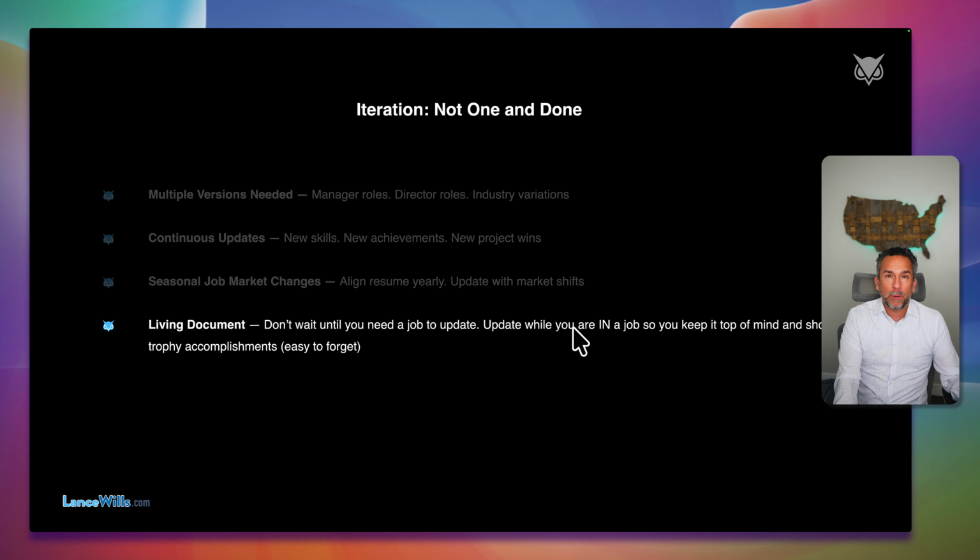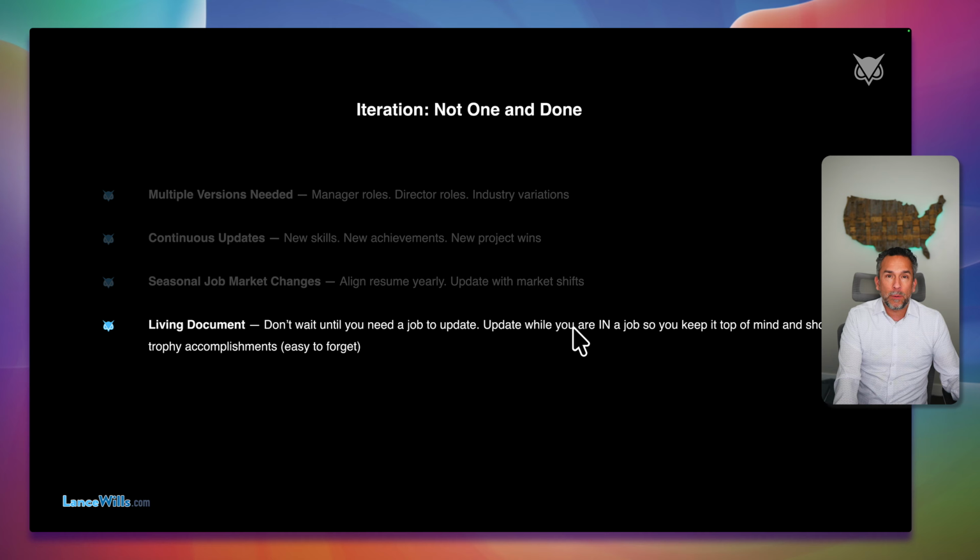You may have a job description for manager roles, director roles, industry variations, right? Depending upon what you're going for and how much time you have. Obviously, if you're urgent, maybe you want a broader approach. If you have some time, you want to be very explicit and specific and maybe just go after one job title. Continuous updates, new skills, new achievements, new product wins, right?